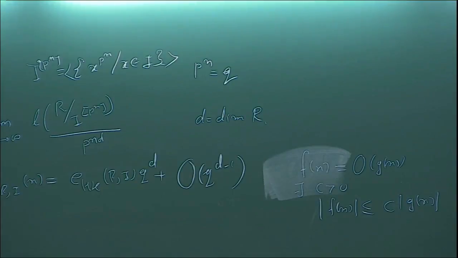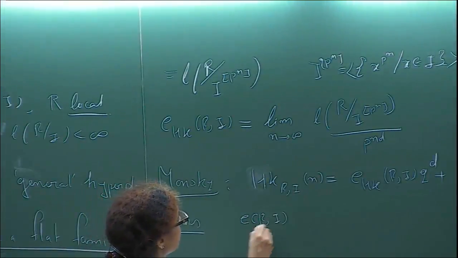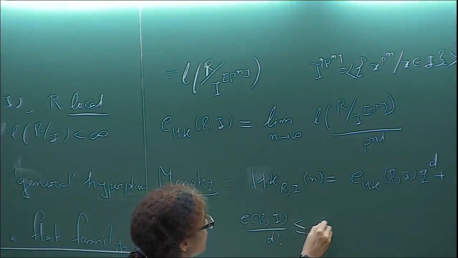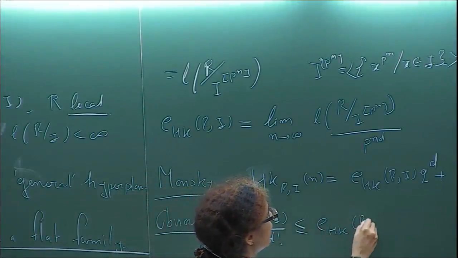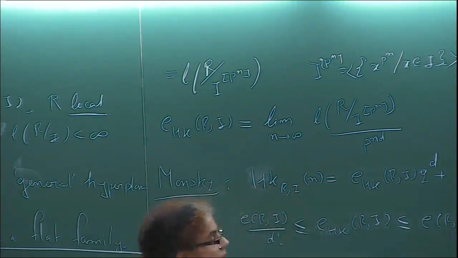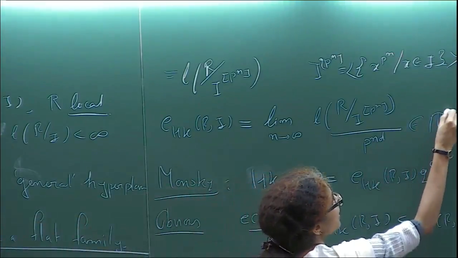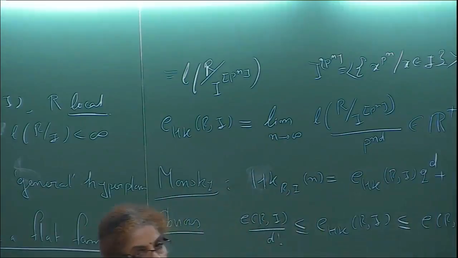So he proved this, and now from the very definition of the multiplicity and the HK multiplicity, it's obvious that there is some relation between them, as follows: e_HK(R, I) is less than or equal to e(R, I). So what he ensured is that it is a positive real number. So this was a question.